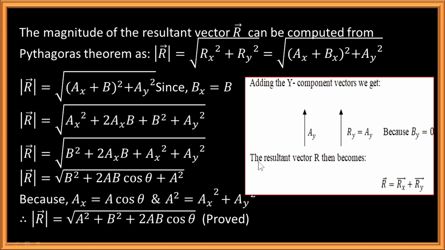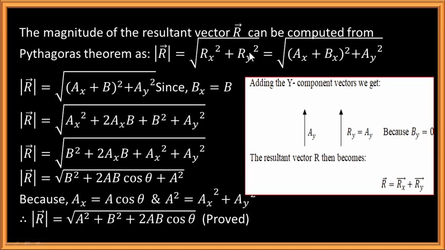As a result, the resultant vector R, or total resultant, is R in the x direction plus R in the y direction. Note that Rx and Ry form an angle of 90 degrees. If they form an angle of 90 degrees with each other, the total resultant R is, R squared is equal to Rx squared plus Ry squared. So the magnitude of the resultant vector R can be computed from Pythagoras theorem as R is square root of Rx squared plus Ry squared.